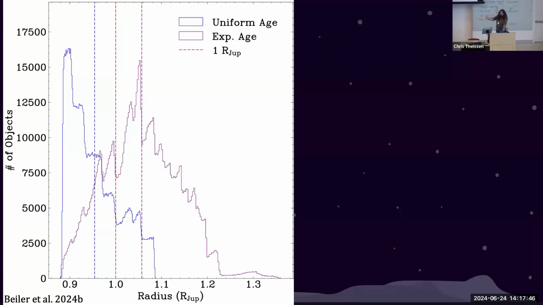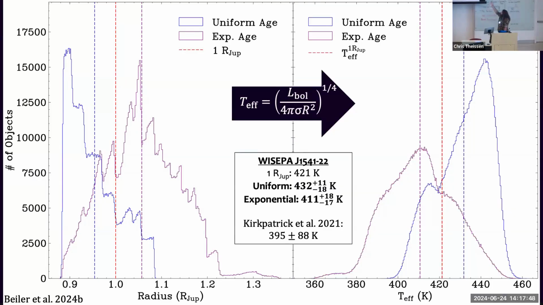And so with this radius distribution, we then take the luminosity to get a temperature distribution, shown here, again, with the dashed lines being the mean value for each of the distributions, and the red being the temperature assuming 1 Jupiter radius. And so we're getting about 420 Kelvin for these objects, which falls within 1 sigma of the estimate from Kirkpatrick's 2021 paper. But we're going from over a 20% error down below a 3% error. So a huge increase in precision and accuracy for these.